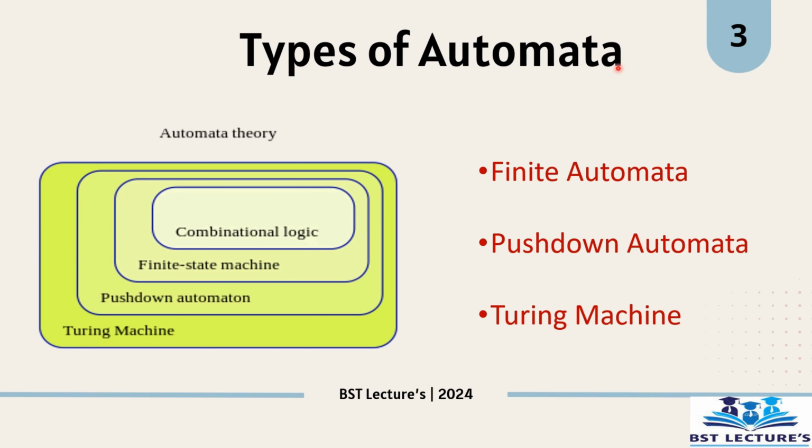Types of automata. We have learned what is meant by automata and from where the automata has come. It came from the theory of computation. Now let us learn the types of automata. Automata is of three types: finite, pushdown, and a Turing machine. Turing machine has the high computational power compared to these two. Let us learn what is meant by finite automata.